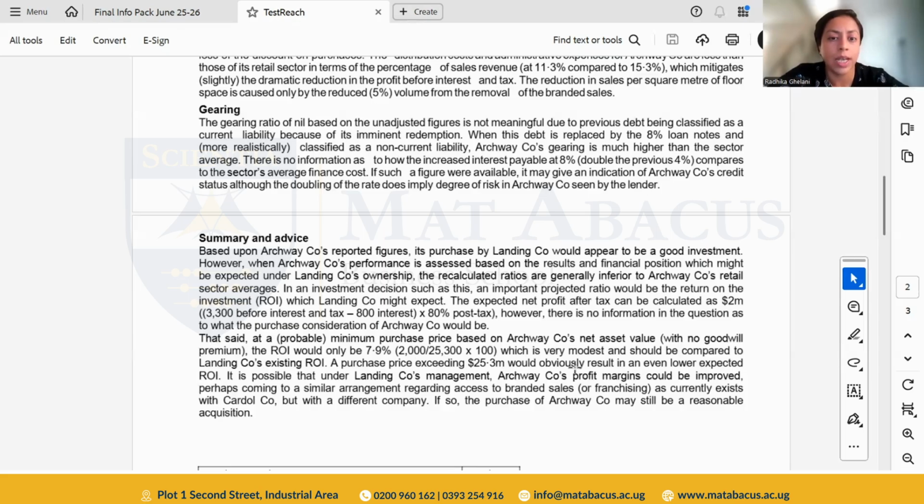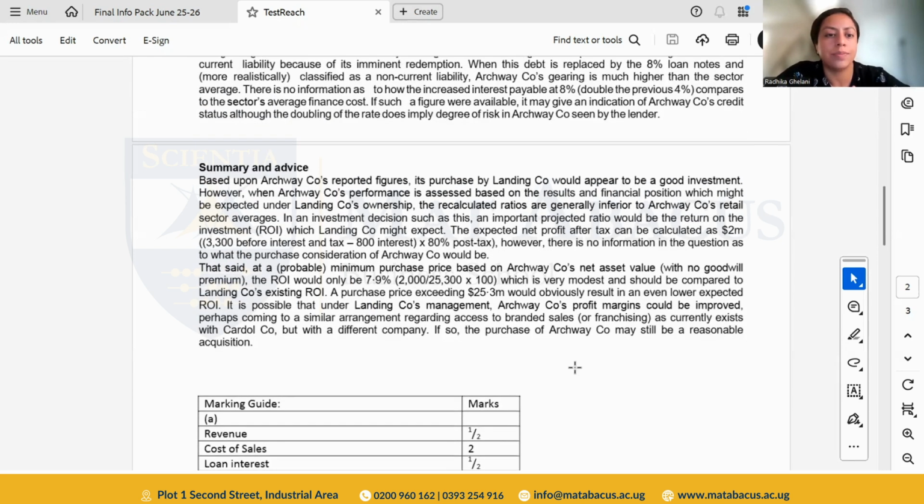But what we can say is that when Landing Company is making the deal, anything that they pay above 25.3 million is going to make the ROI fall further. And they should consider that in the negotiations, especially given the fact that the adjusted ratios are not so good.